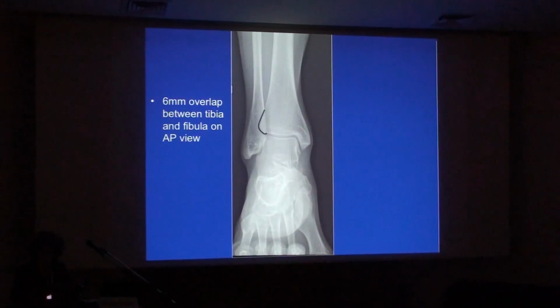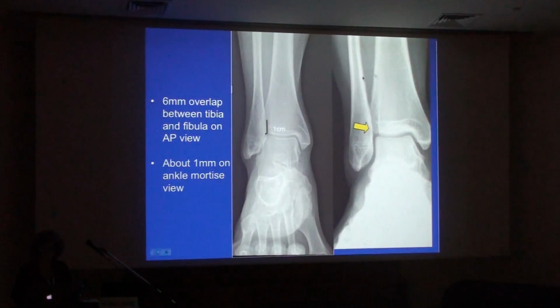You have to remember, however, that the AP is a little bit less reliable, and what you need to look at is the ankle mortise. My topic here is not ankle mortise, and I'm not going to be talking about it. But on the ankle mortise, if you don't see any overlap, you have to have syndesmotic ligamentous injury.